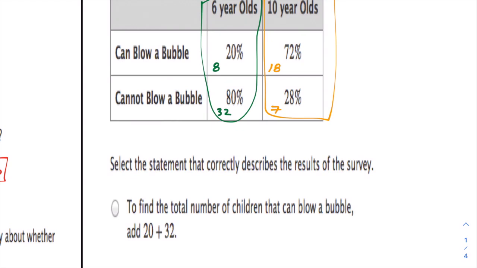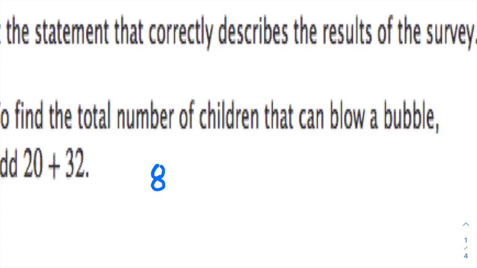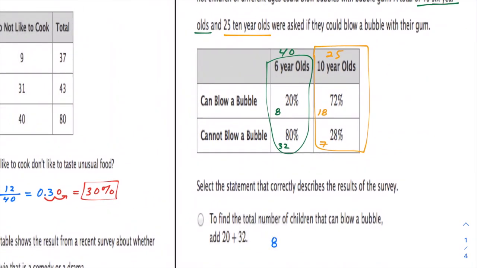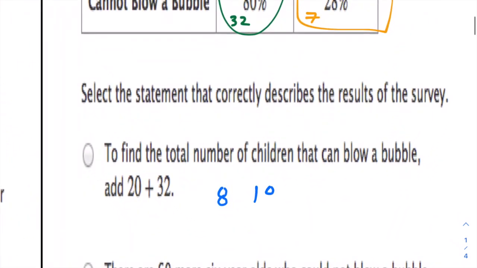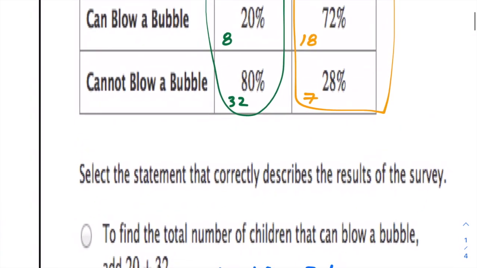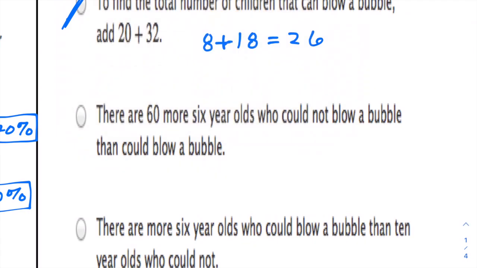So first off, the total number of children that can blow a bubble. Of the 6-year-olds, there are 8 students that actually can blow a bubble. And there are 18 of the 10-year-olds that can blow a bubble. And if I were to add those two up together, I would end up with 26 kids. So now they're adding 20 plus 32, so it looks like they mixed up some percentages and the raw numbers, the actual numbers. So nope, that cannot be the answer. Let's take a look at the next bubble.